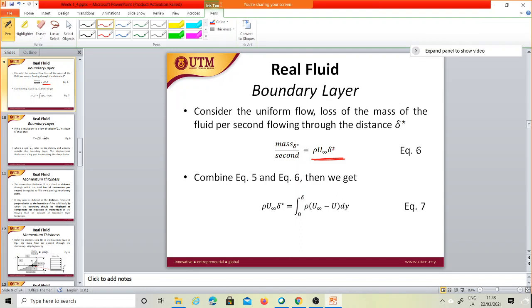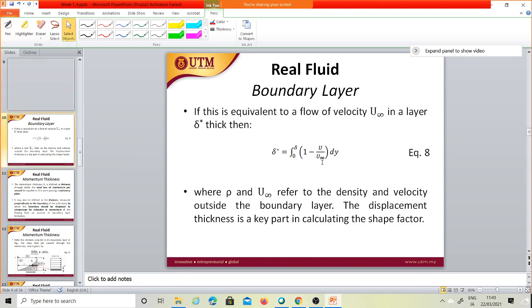So in this case, the thickness is delta star multiplied by 1, because the breadth is 1 in this case. You have the U infinity flow. So if you sum up, this should be equivalent to this one. So if you simplify it, you will get the displacement thickness in this way.